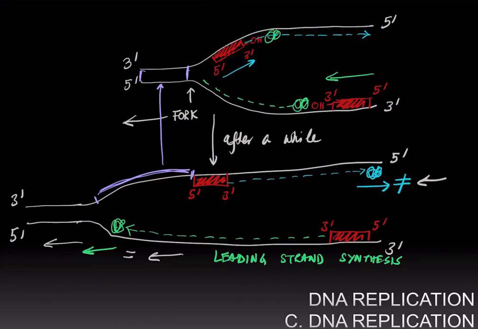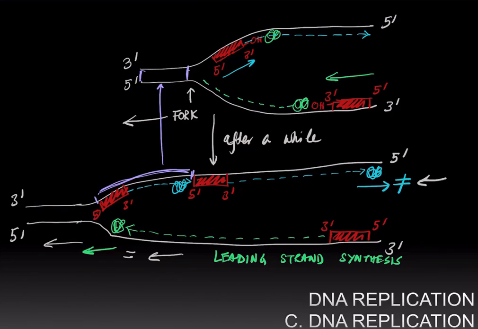If this situation is not corrected, it's going to be problematic, since the daughter cell will not get its full complement of double-stranded DNA. Therefore, what happens in this situation is that a new RNA primer is synthesized, and a new daughter strand is made in the 5' to 3' direction with a new polymerase molecule.